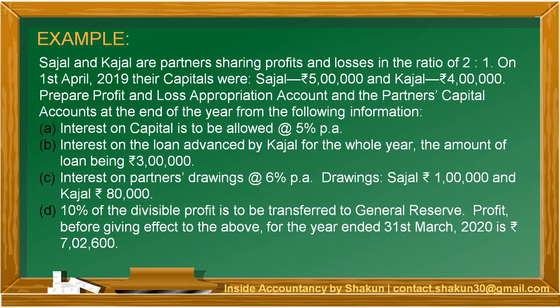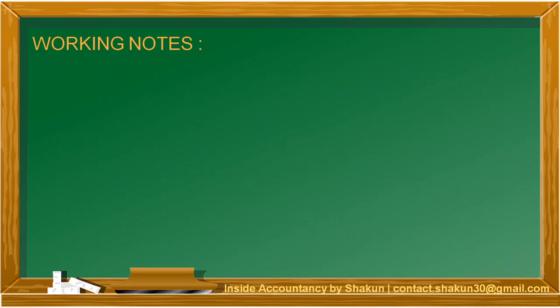Next adjustment, 10% of the divisible profit is to be transferred to general reserve. Divisible profit is the profit which is left, or the residual profit after you put all the adjustments in the profit and loss appropriation account. Profit before giving effect to the above for the year ended 31st March 2020 is 7,02,600. Now let's have a look at the working notes.